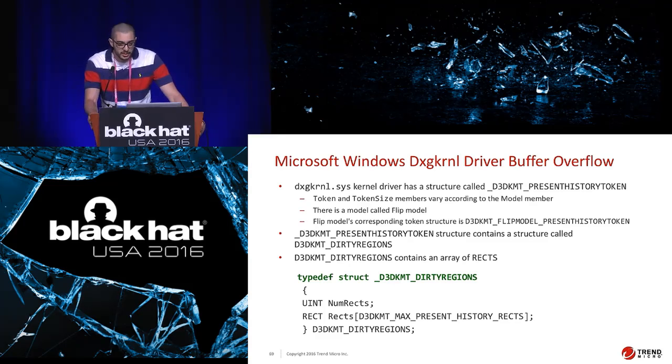Right, so I'm going to go over the kernel buffer overflow. So basically, the DirectX graphics kernel driver contains a structure called the present history token. And inside that structure, there's another structure called the dirty regions. Dirty regions contains the numrects, and it contains a static array of rects.